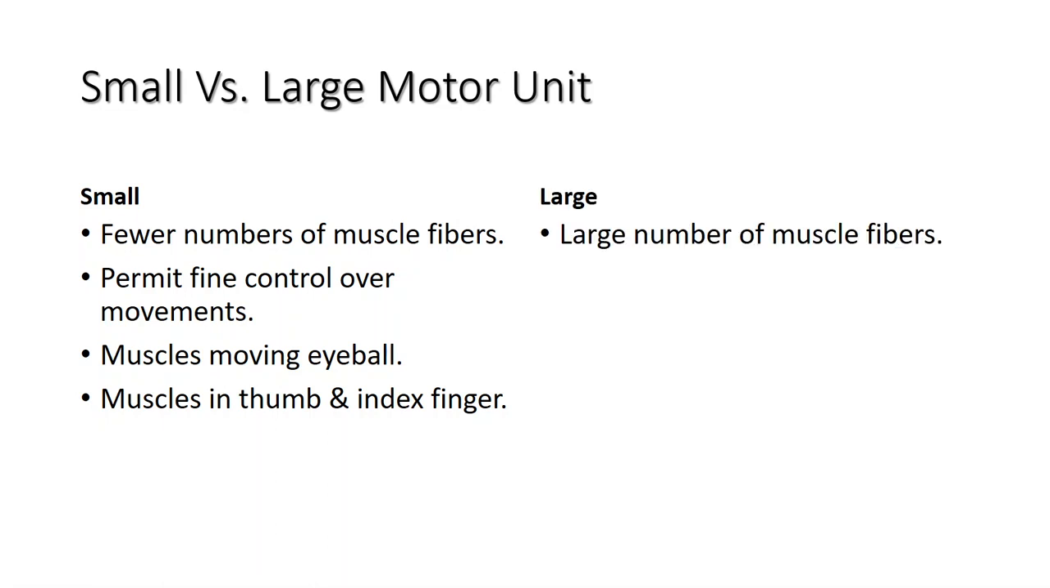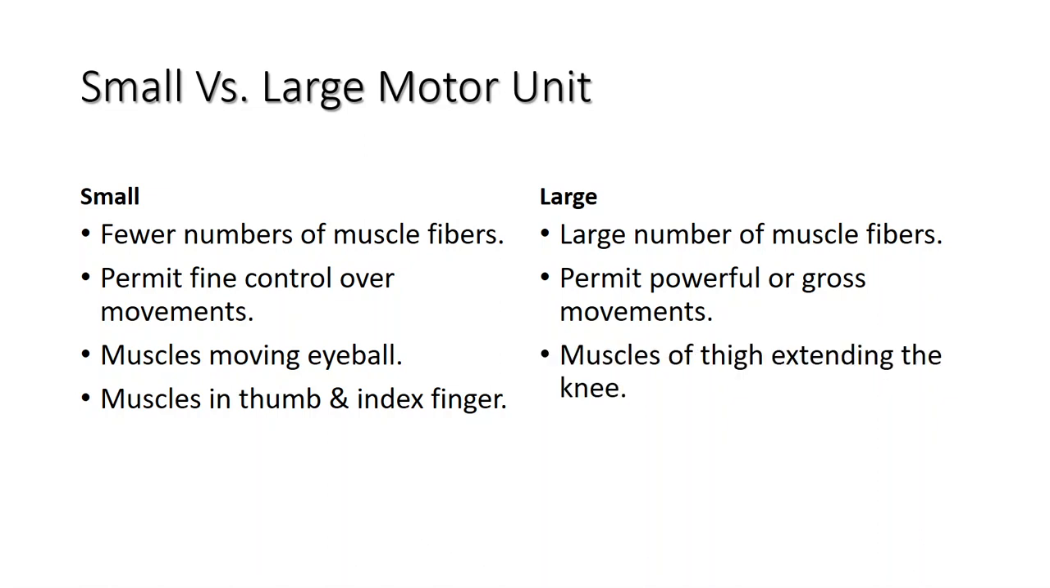A large motor unit is an arrangement where a single motor neuron supplies a large number of muscle fibers in a muscle. Large motor units are concerned with simple or gross movements such as powerfully extending the knee joint. The best example is the large motor unit of the thigh muscles or back muscles, where a single motor neuron will supply thousands of muscle fibers in a muscle.